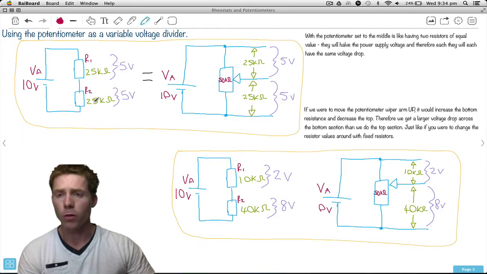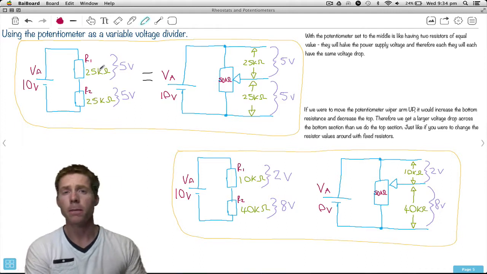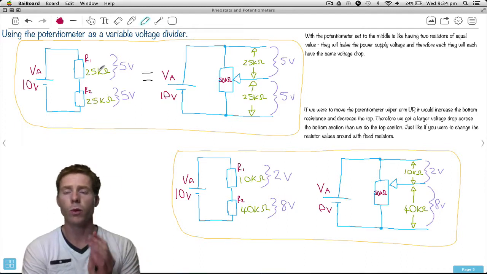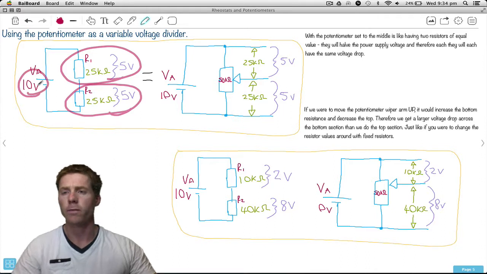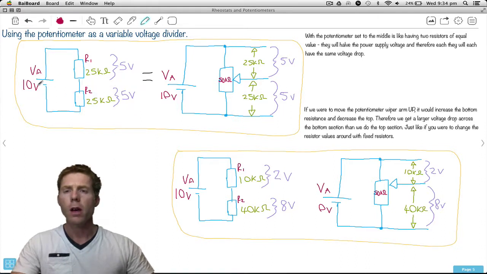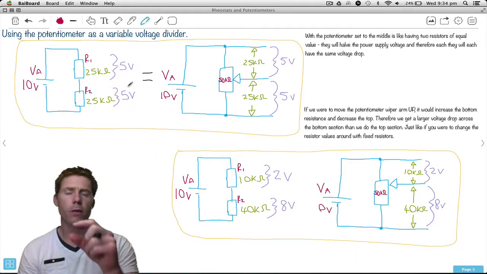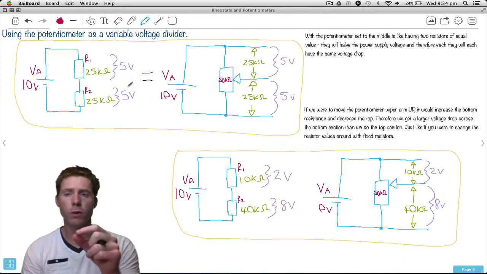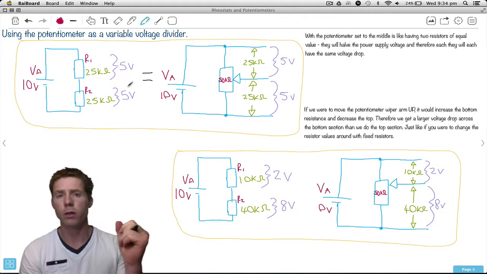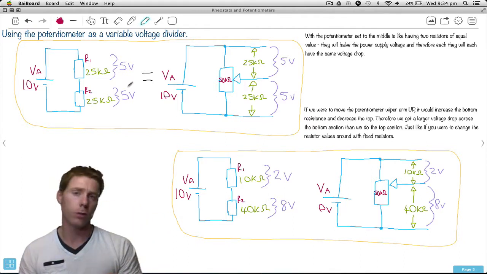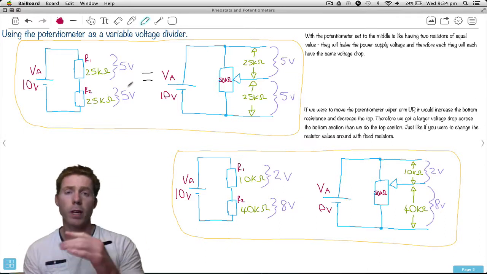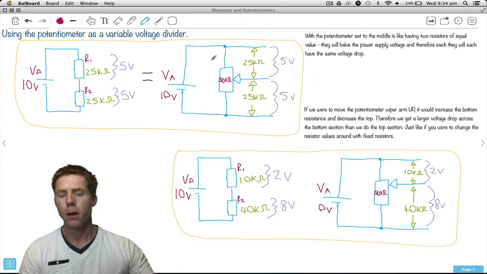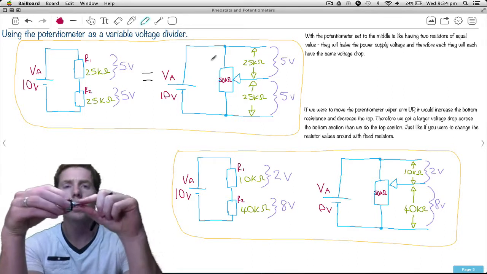Since we've got a 25K and a 25K, they're exactly the same resistance, so they will get exactly the same amount of voltage. Therefore we get 5 volts there, 5 volts there, 5 plus 5 is 10. If we ever wanted the top resistor to get more than 5 volts, we'd have to take out that top resistor and replace it with a bigger value of resistor compared to the bottom one, and now we could start to get more or less depending on how we swap them. However, a potentiometer does that all for us.